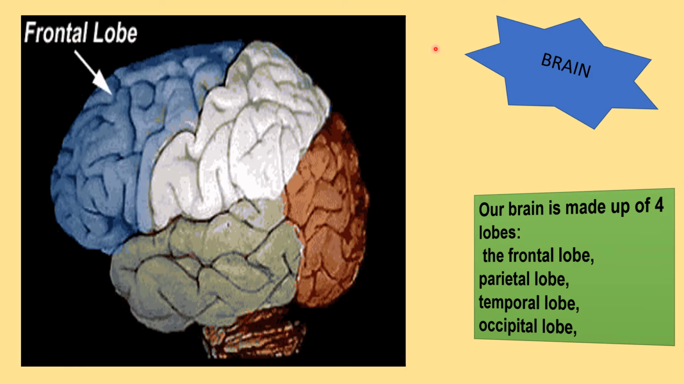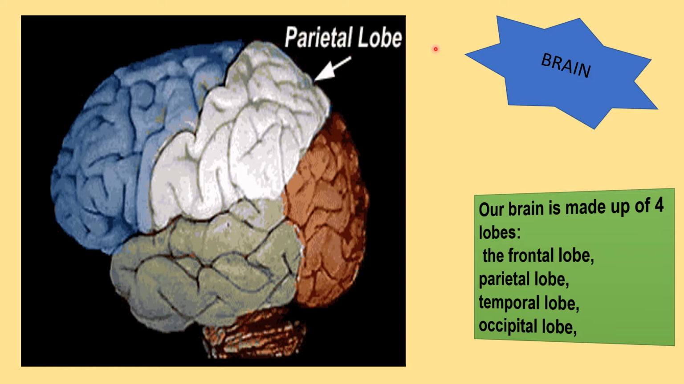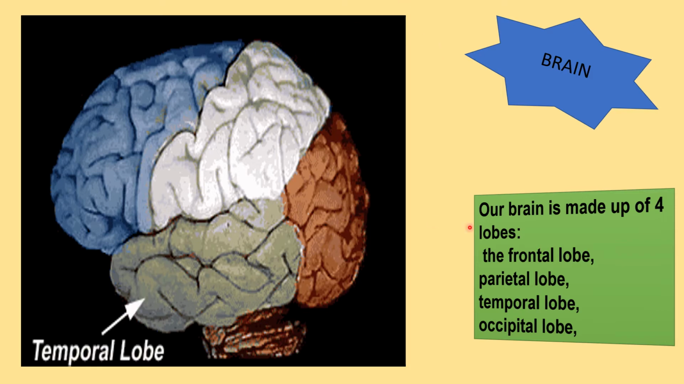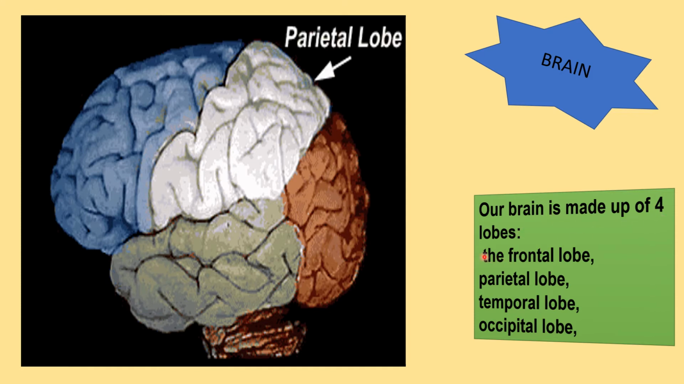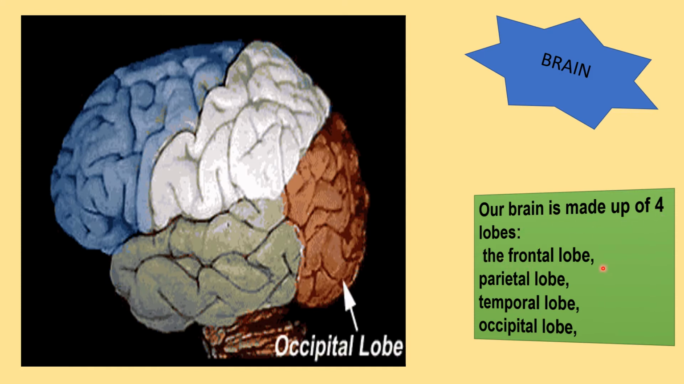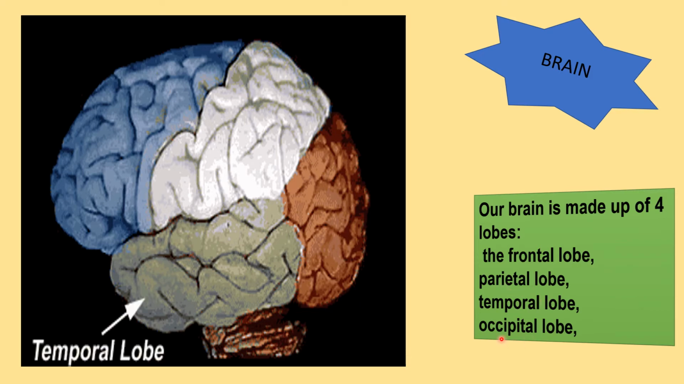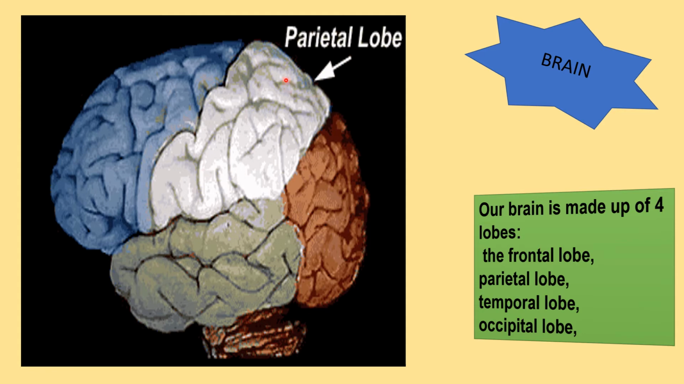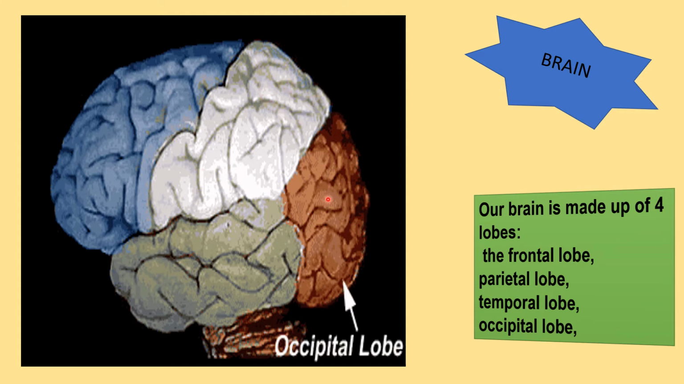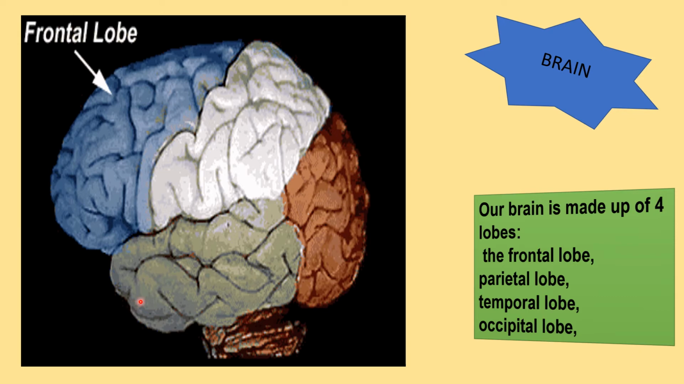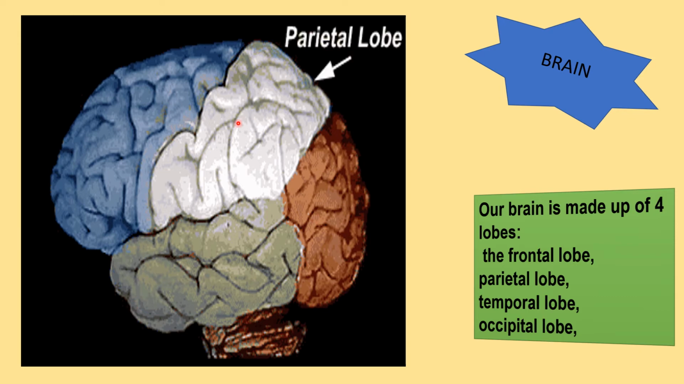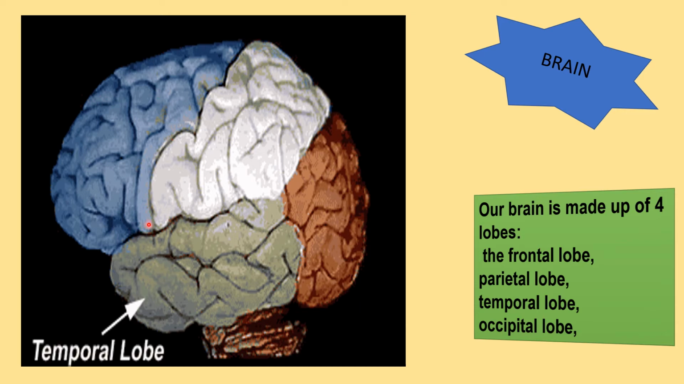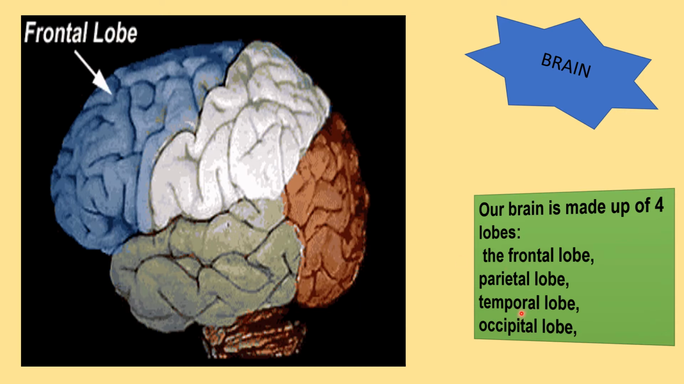The brain is the control center of the body. From the outer part, our brain is made up of four lobes: the frontal lobe, parietal lobe, temporal lobe, and occipital lobe. See, this is the frontal lobe, this is the parietal lobe, this is the temporal lobe, and this is the occipital lobe. Hope you have understood in which portion of our brain these lobes are situated.